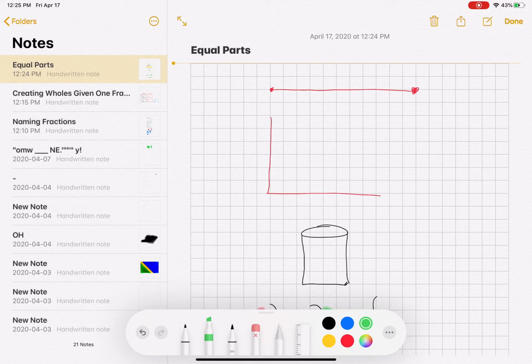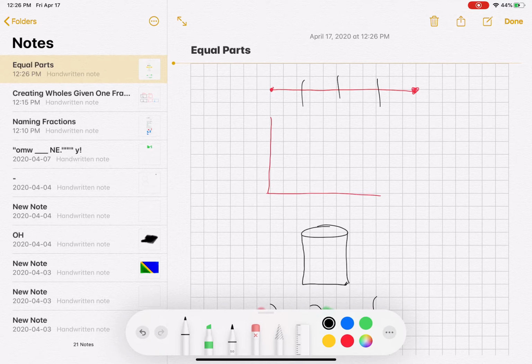Okay, so equal parts for fractions. The whole of a fraction might not be a shape like a circle or a square. It can be anything that can be divided into equal parts. So for example, I have a line segment, and I can cut this in half, or I can make it into quarters.